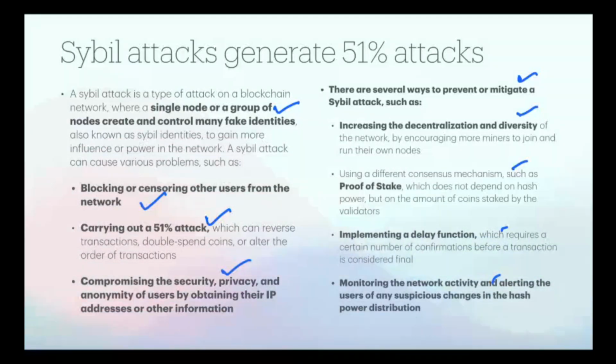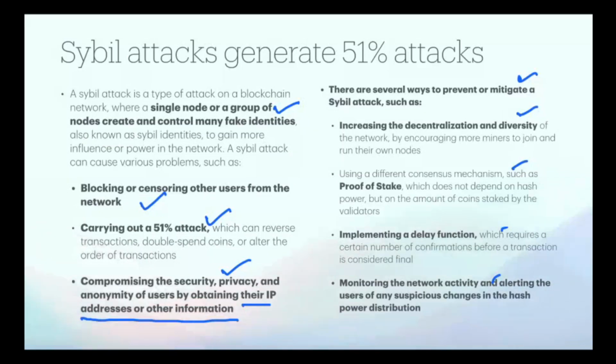Compromising the security, privacy, and anonymity of the users by obtaining their IP addresses and other information. Now, this is very challenging here. The IP addresses and other information about particular users will be revealed to the attacker nodes. This is very challenging, because next time they can tamper with their IP addresses as per the other IP address, and they can initiate the transaction. That's how the Sybil attack is very powerful, and it can trigger a 51% attack.